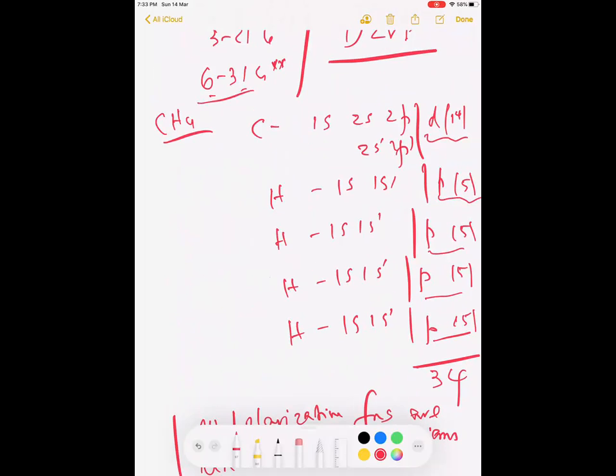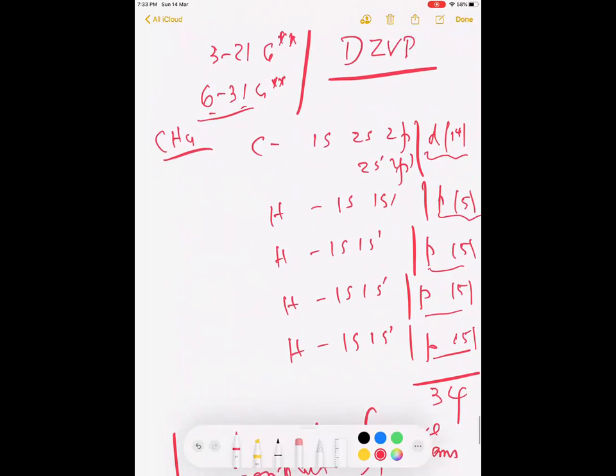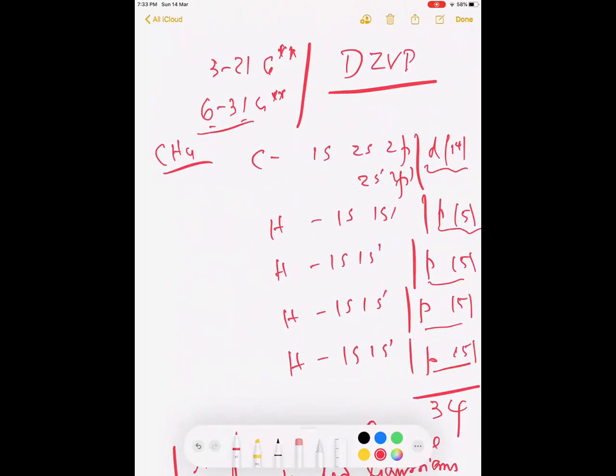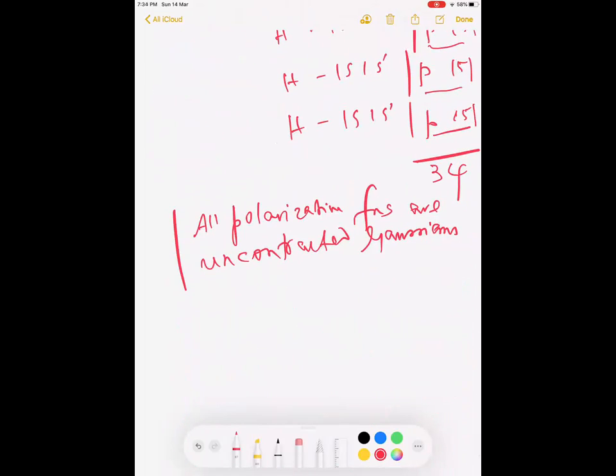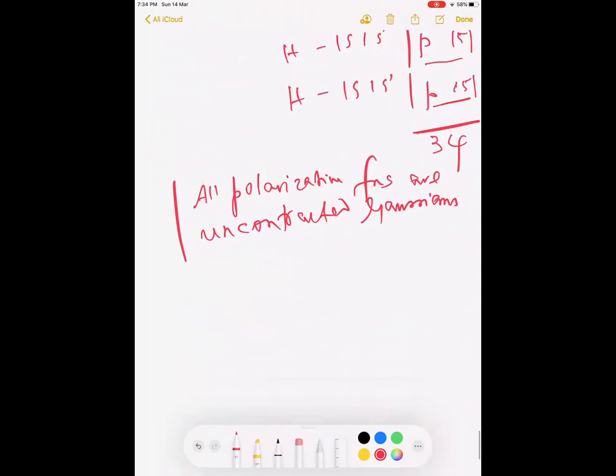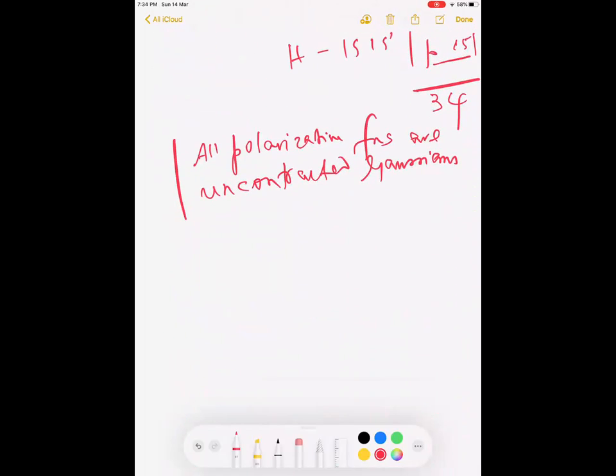The number of Gaussians will only come here with 6, 3, and 1. The number of valence orbitals and the number of core orbitals are given by the number of entries. I again repeat, the number of entries, not what is there in each entry. So that's a standard way of writing. And if you give polarization only on the heavy atom, write only one star.